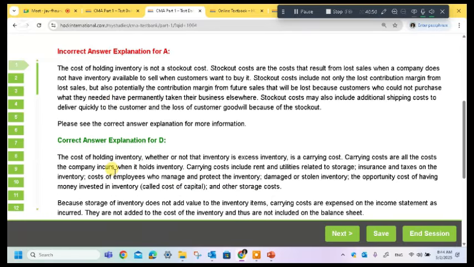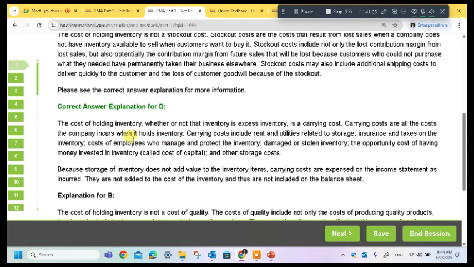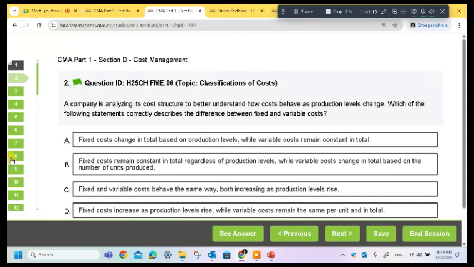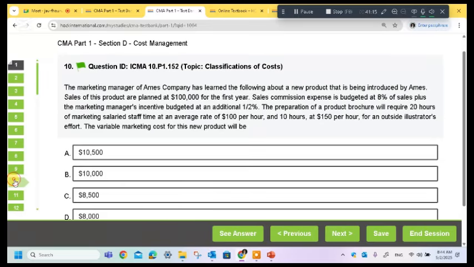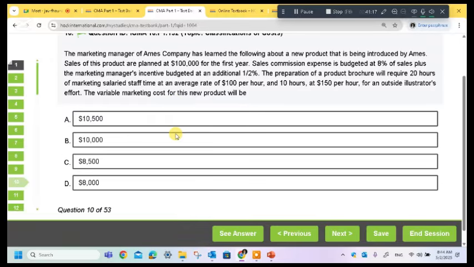Look at the explanation. Cost of holding inventory is not a stock out cost. Stock out costs are the costs that result from lost sales when a company does not have inventory. That is stock out cost. The cost of holding inventory, whether or not the inventory is excess inventory, is a carrying cost. Let's look for numbers. I think this chapter has all theories. Okay, try this one.